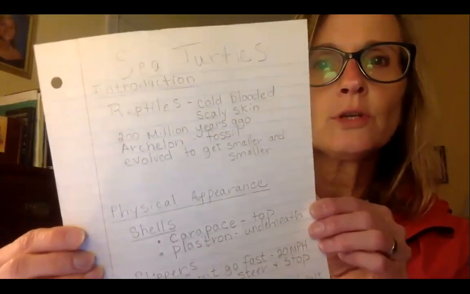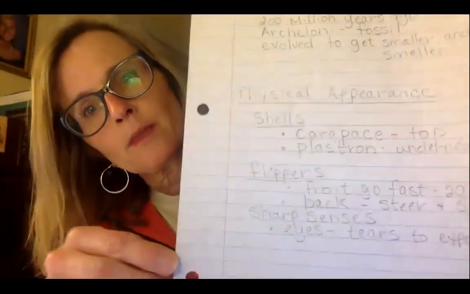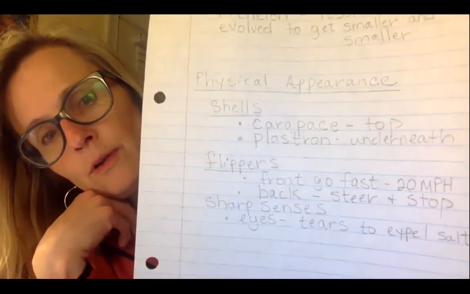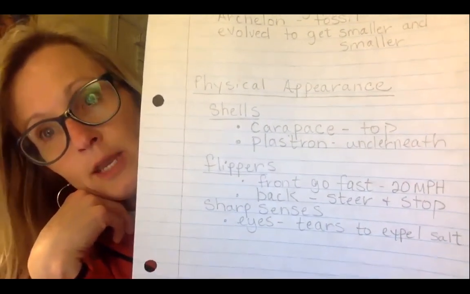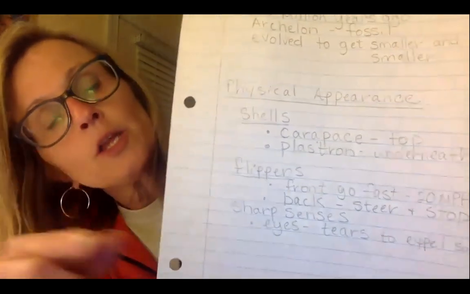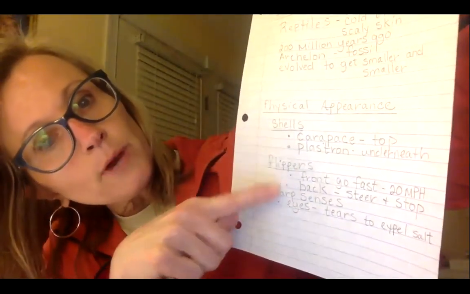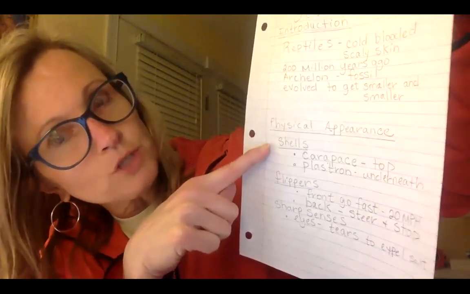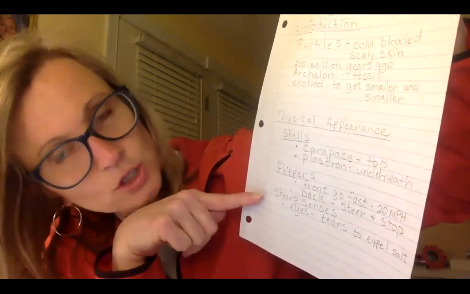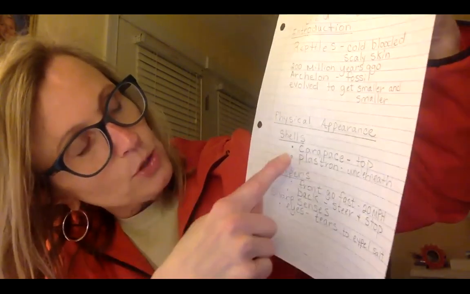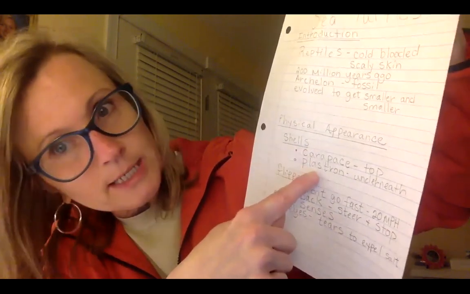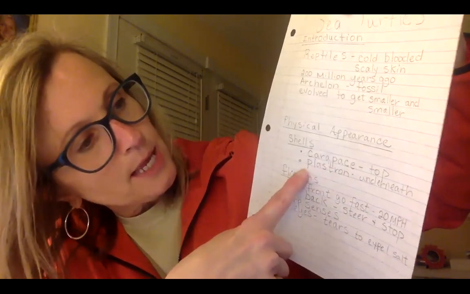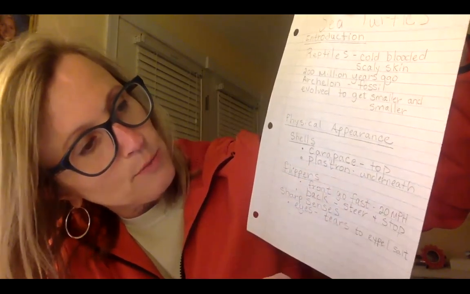We just learned about the sea turtle's physical appearance. Now, if you are in the 2nd grade, maybe 1st graders too, you can write this information about the physical appearance of sea turtles. We know that they have shells, flippers, and sharp senses. And then we learned some really specific elaborating details about their shells. The top part is called the carapace, and the plastron is the underneath part.